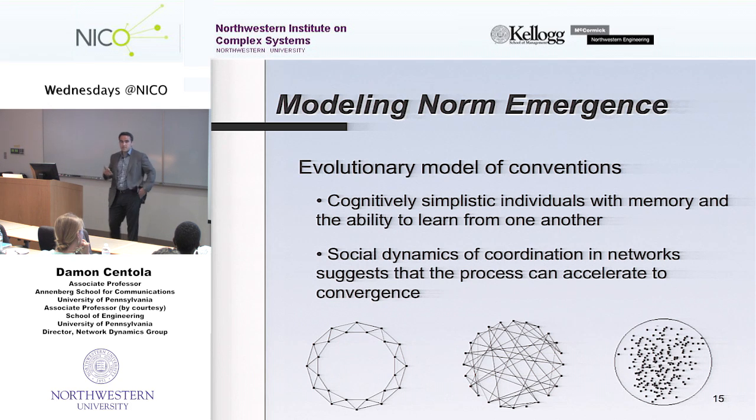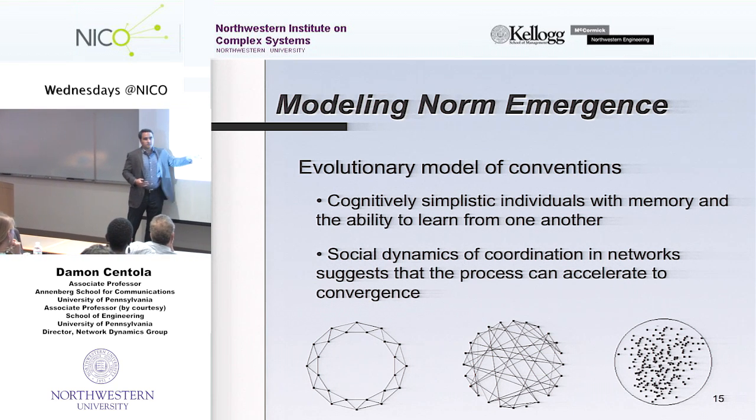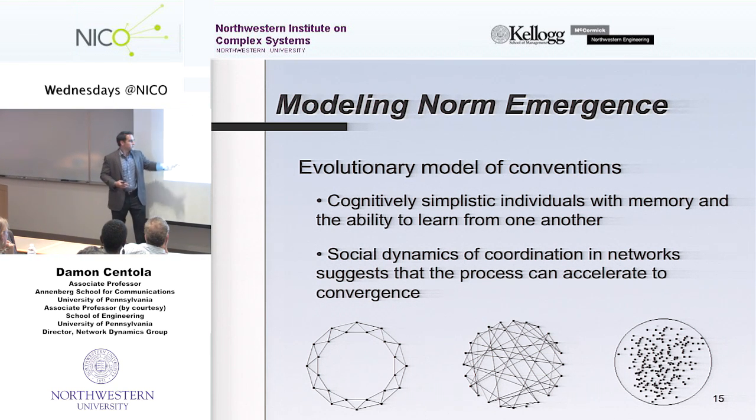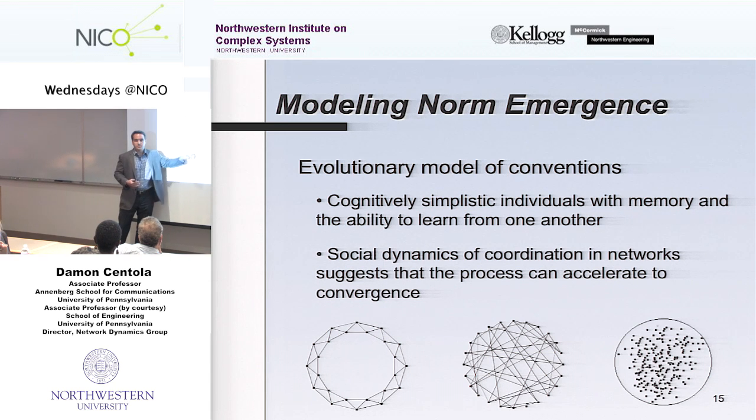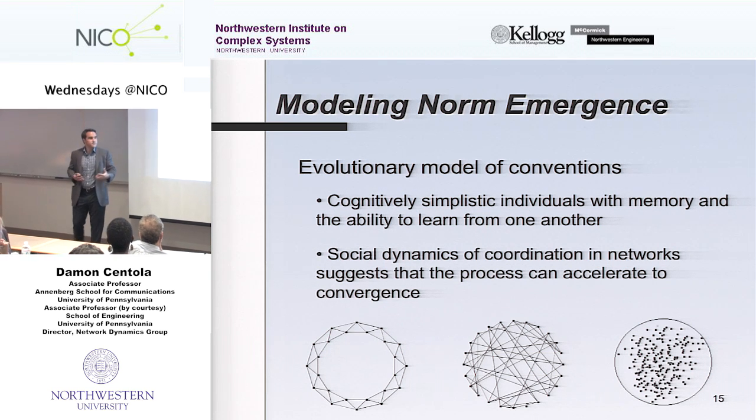So agents that are interacting in a network. People have seen these diagrams before, but there's an individual, and these links represent the people that they interact with. So this person has 2 neighbors on the left and 2 neighbors on the right. And at every interaction, they sample a person from their local neighborhood, and they try to coordinate with that person.